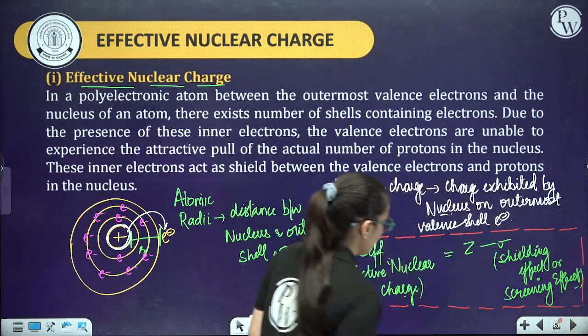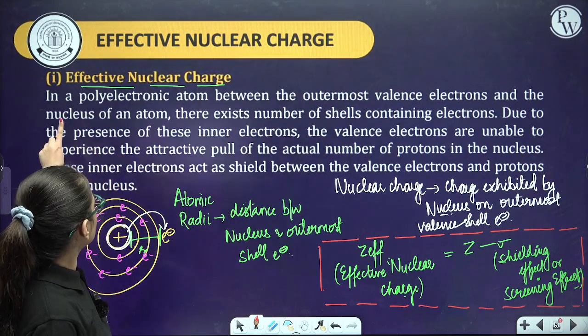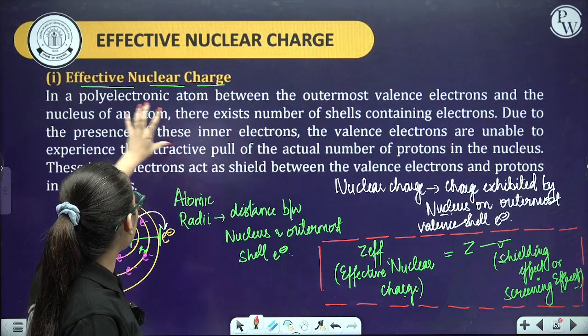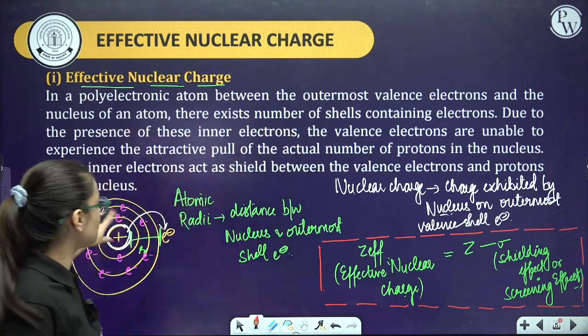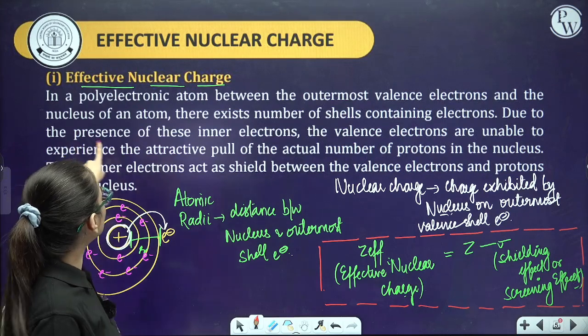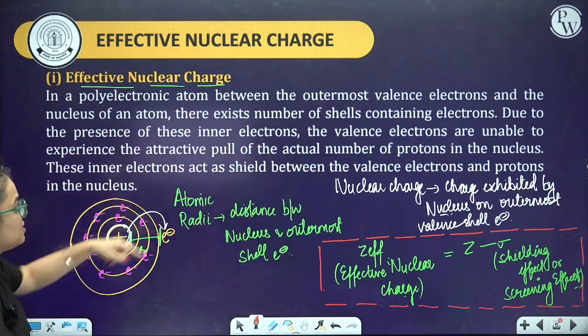Let us understand this key concept which I have written over here. See, in a polyelectronic atom, between the outermost shell valence electrons and the nucleus of an atom, there exist a number of shells which contain electrons, which I have represented with the pink color over here. Due to the presence of these inner electrons, the valence electrons are unable to experience the attractive pull.